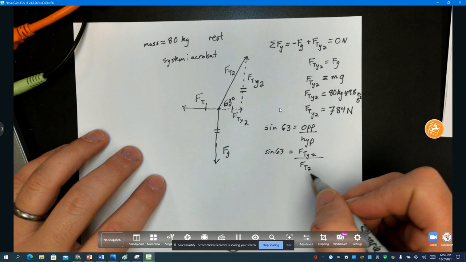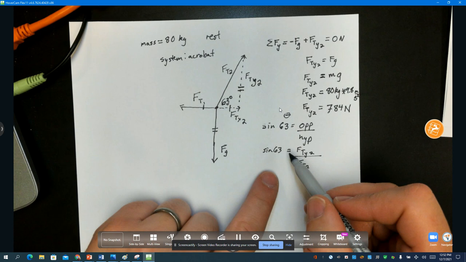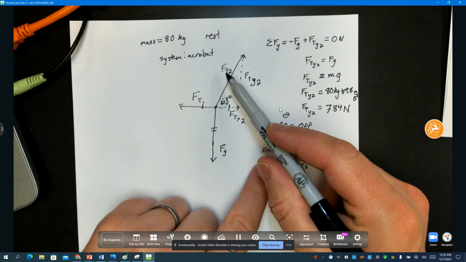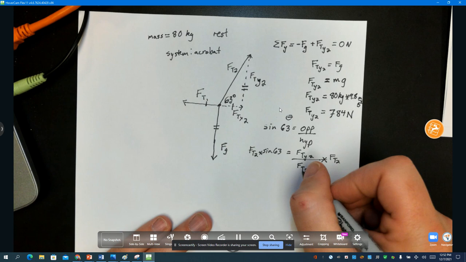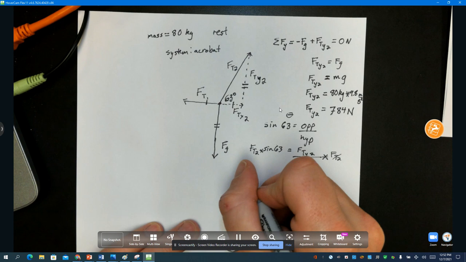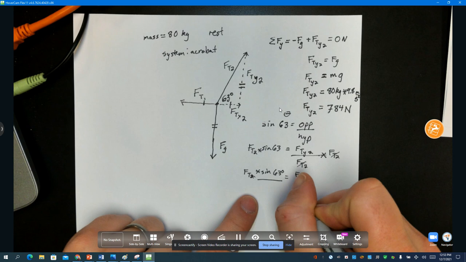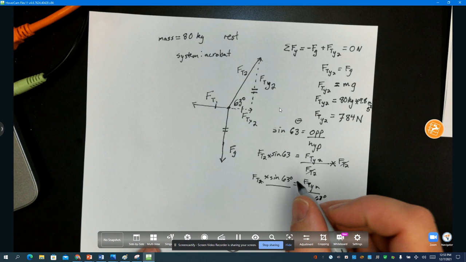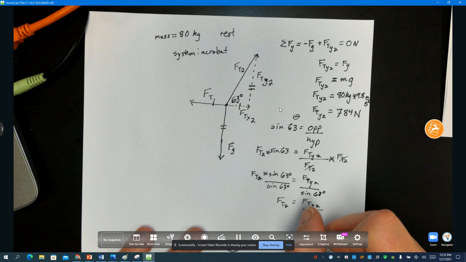So I know that sine of any angle, not just 63, is going to be the opposite over the hypotenuse. And I know here the sine of 63 is going to be FTY2 over the hypotenuse, which is FT2. Now I can solve for FT2 by getting it out of the denominator first, by multiplying it on both sides. That cancels that. I get FTY2 equals FT2 times sine of the angle 63. Now I want to get this all by itself, so I'm going to divide both sides by sine of 63 degrees, and I get FT2 equals FTY2, the vertical component, divided by sine of 63 degrees.